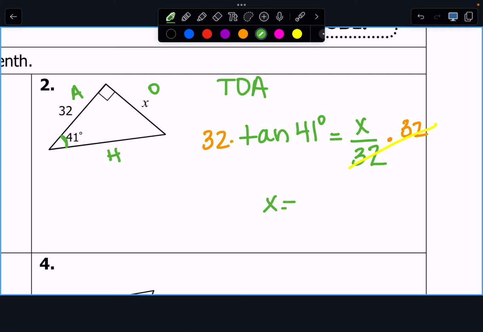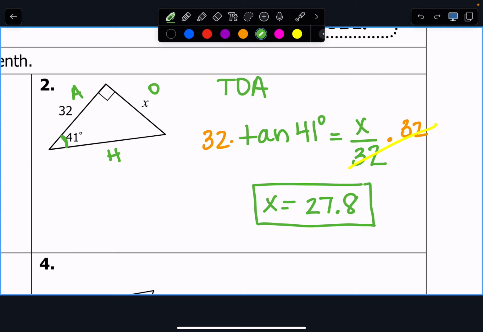27. How do we get the angle? 27.8. That's what I like to hear. Wait, what? I got 24. Oh, yeah, I put sine on that. Since this side is the opposite side to 41, and this side is the adjacent, O and A, we need tangent. Okay?